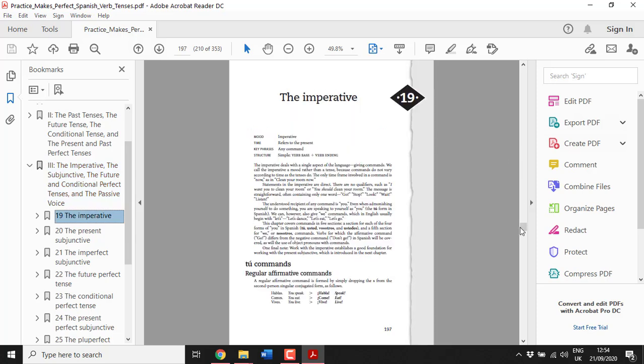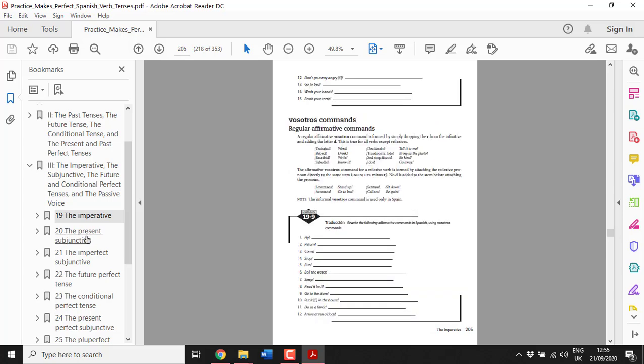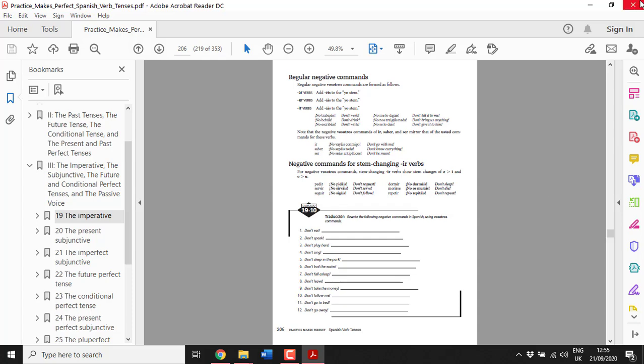Chapter 19 works with all the commands all the way through, so you can find a reminder of, sorry, my computer just froze. So you can find a reminder about how to work with the positive tú and vosotros commands, and then the negative ones are here too. If you want to have a look at the present subjunctive, you can also go to chapter 20 over here. And as you know, in this book, you always have the answers at the back.